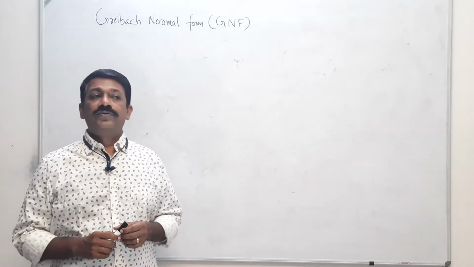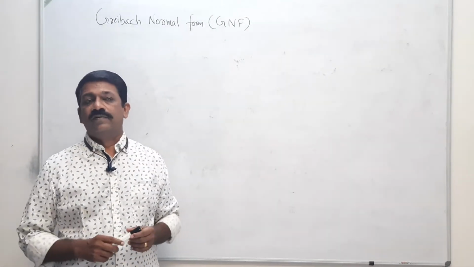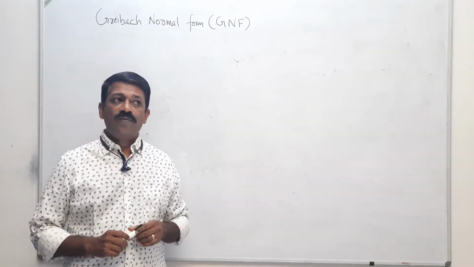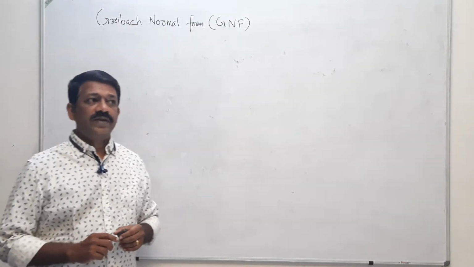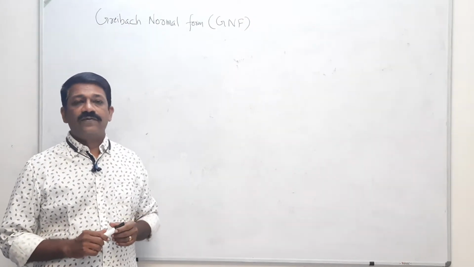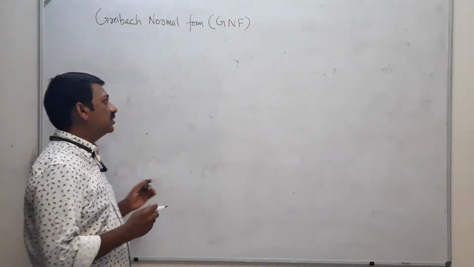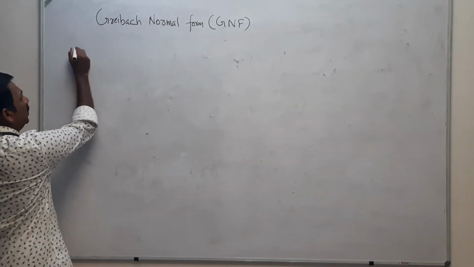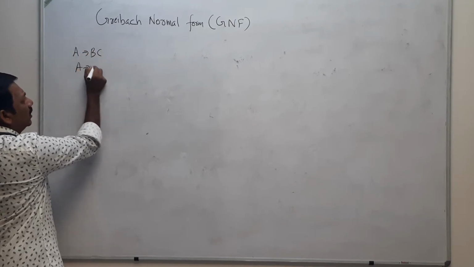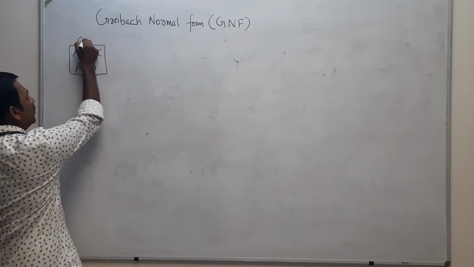Good morning. Today we are going to discuss Greibach normal form or GNF. In the previous class, we discussed one form of context-free grammar which is called Chomsky normal form. The general expression for Chomsky normal form is A derives BC or A derives a. That is, this is Chomsky normal form or CNF.